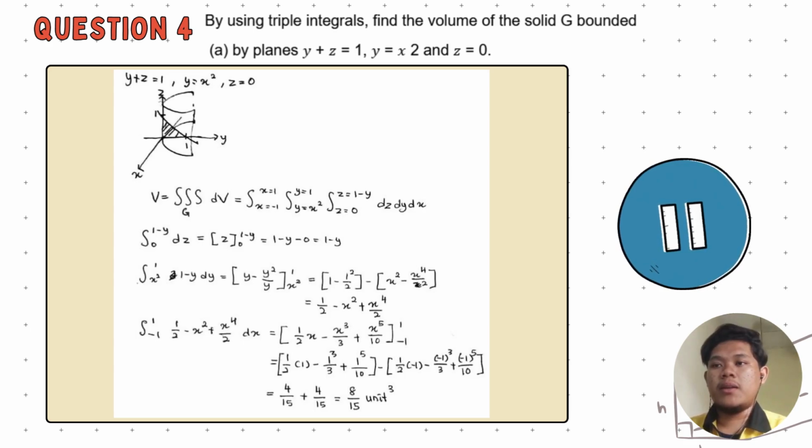After that, we integrate the innermost first with respect to z, with the limit from 0 to 1 minus y, and then we integrate 1 minus y with respect to y, with the limit from x squared to 1, and the value is 1 over 2 minus x squared plus x to the power of 4 over 2. Lastly, we integrate it with respect to x with the limit from minus 1 to 1, and we get the final answer of 8 over 15 unit cube.